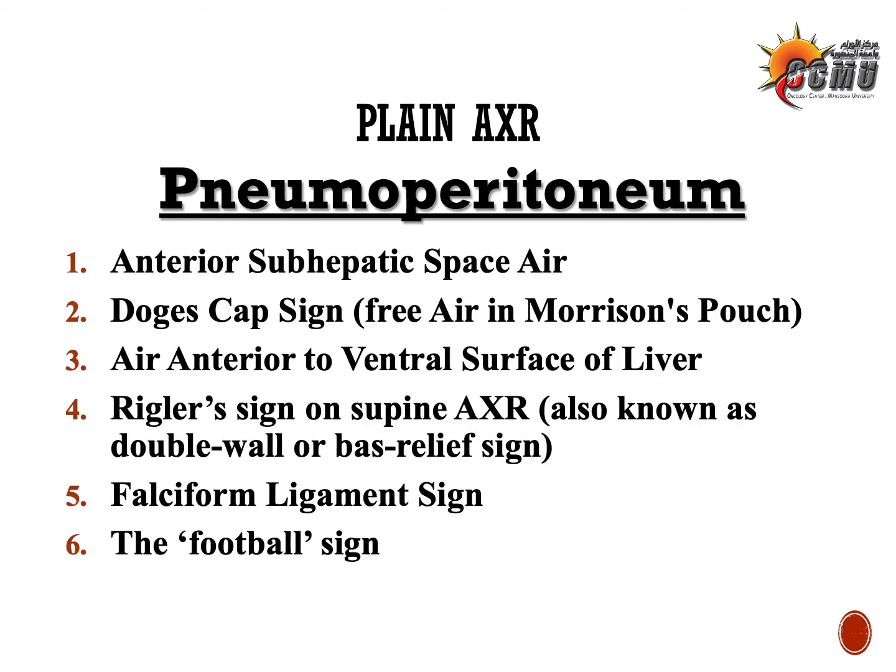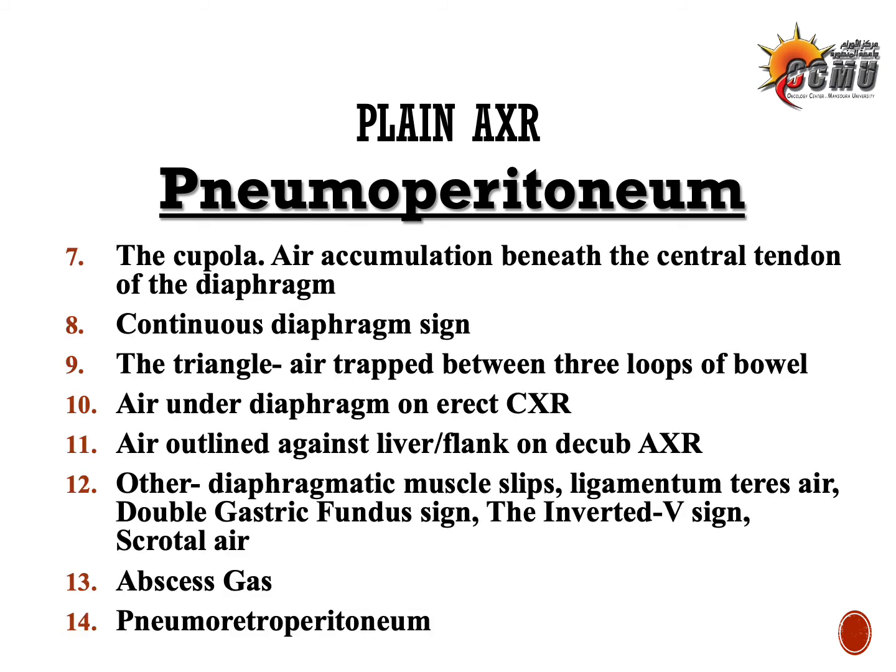So let's get back to the signs of pneumoperitoneum. Well, there are many signs: the anterior space air, dog's cap sign, Rigler's sign, football sign, and the air under diaphragm in erect film. This is the most important actually.